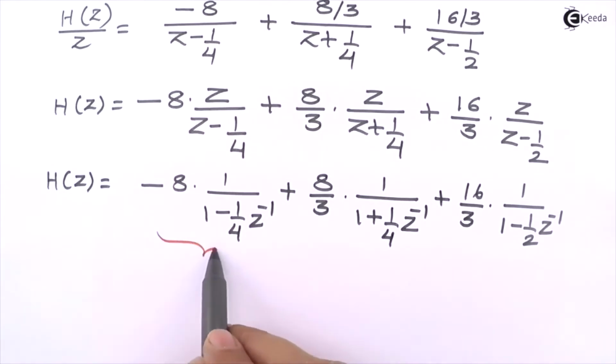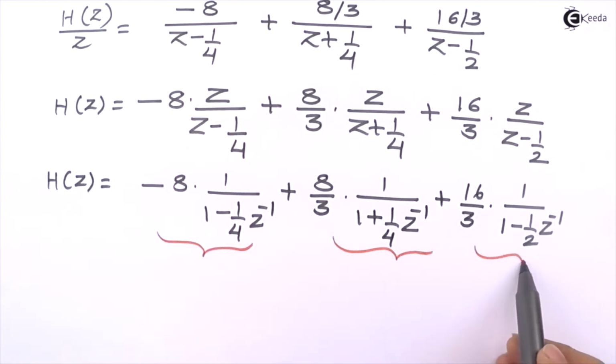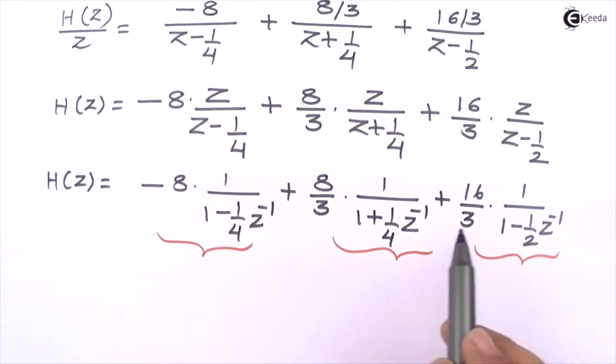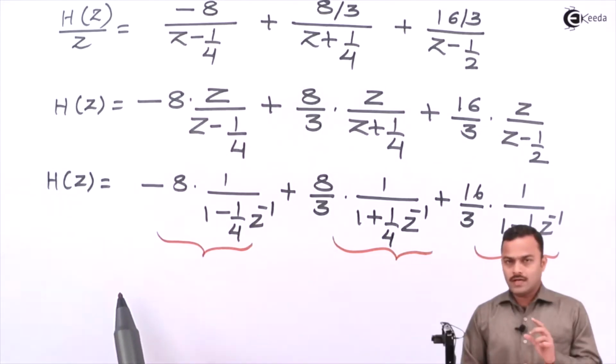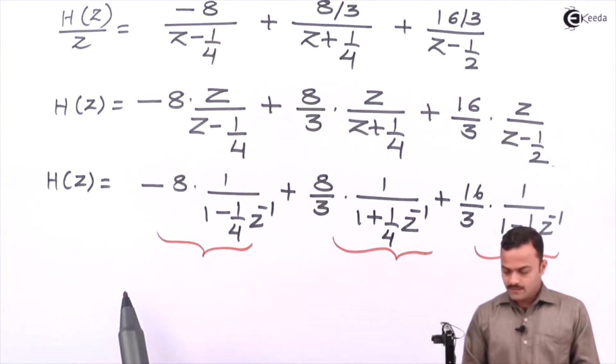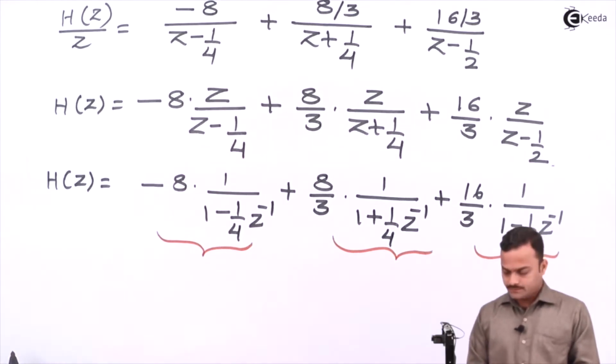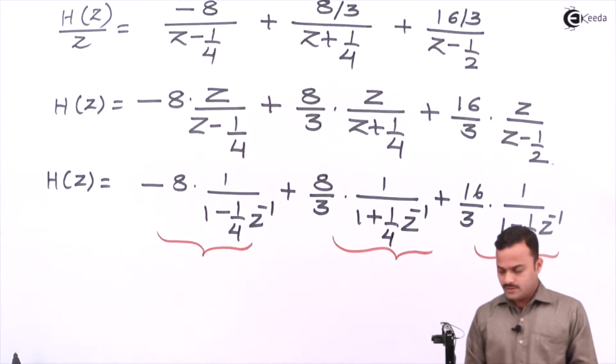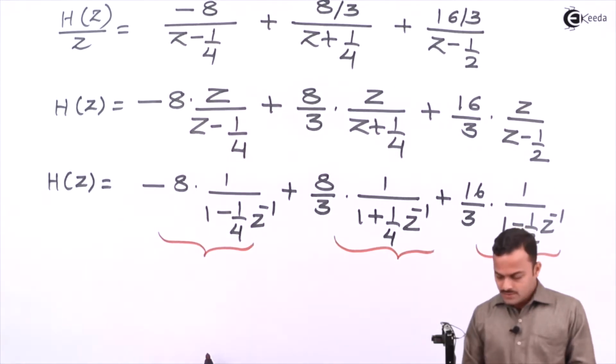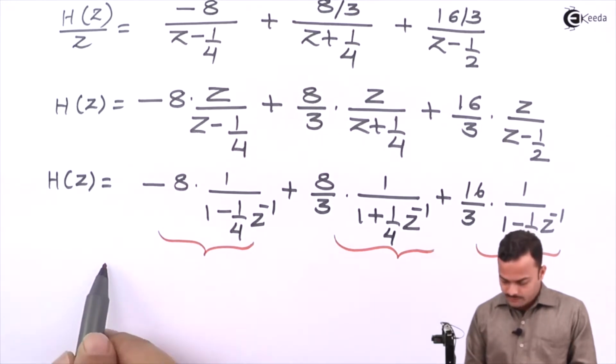Now all this is nothing but a raised to n u of n, provided we need to find out now what ROC will give what answer. For that purpose we need to have a pole zero plot. So let's have a pole zero plot. So 3 poles are over here, one at z equal to 1 by 4, second at z equal to minus 1 by 4, and third at z equal to 1 by 2. If you see properly, how are we going to have a pole zero plot?